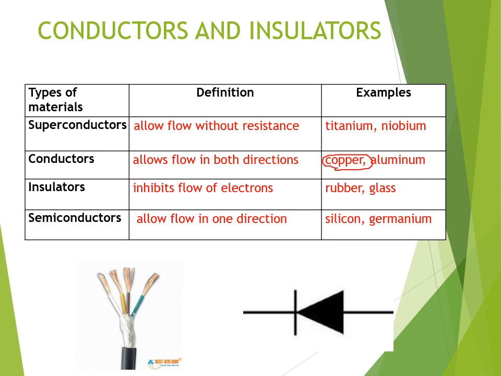Insulators inhibit the flow of electrons. That'll stop the flow, and that's why we cover our copper. So this is the copper in this example, and there's the rubber down here at the bottom. Rubber is going to be coating electrical wires. And then semiconductors. This is a semiconductor here, which is a solid state diode. That's your rectifier. It allows current to flow in only one direction, and that rectifier is comprised of silicon.